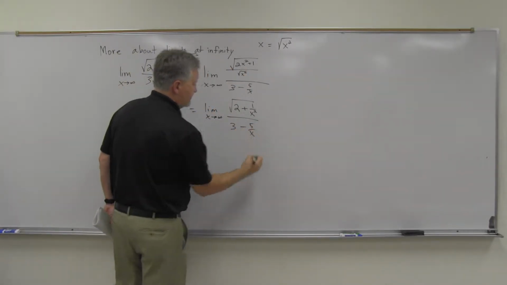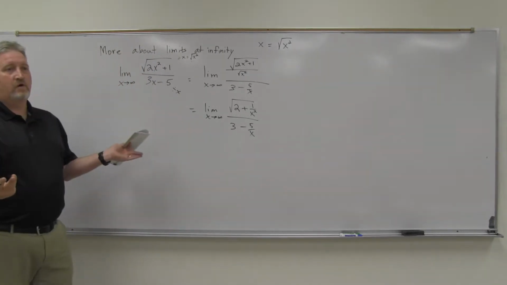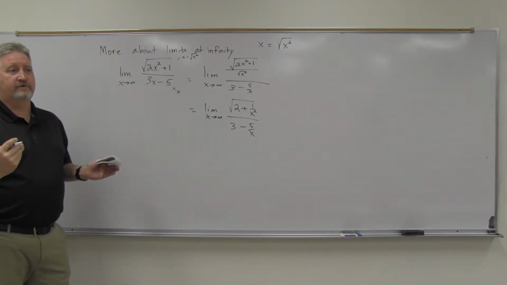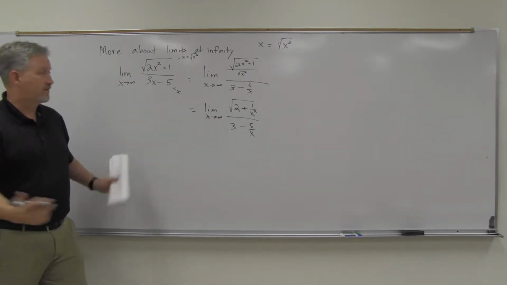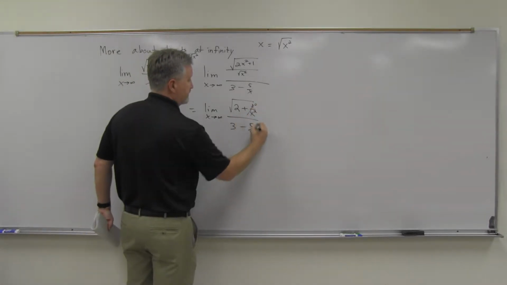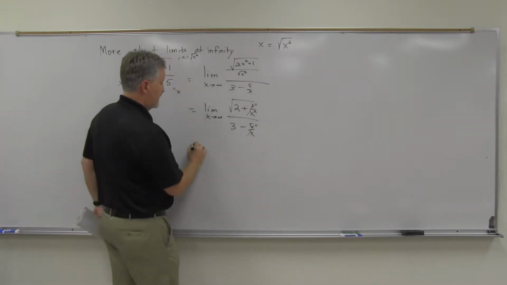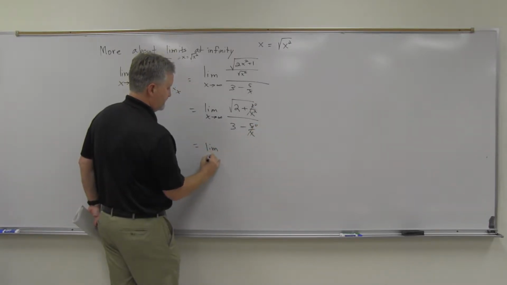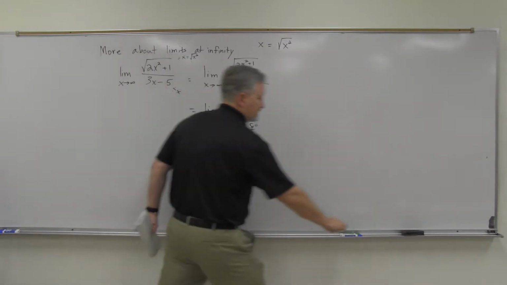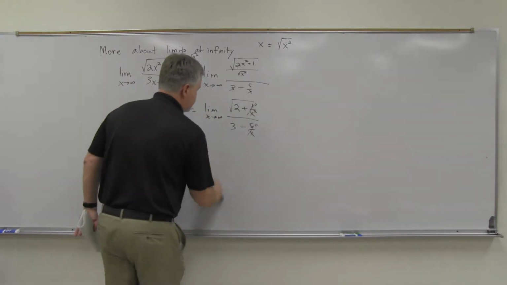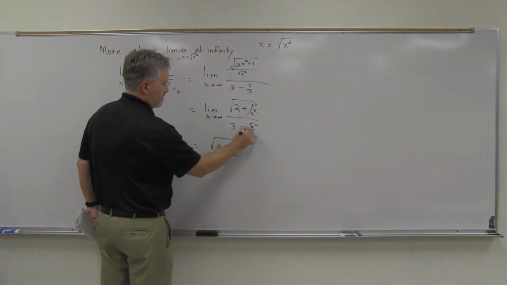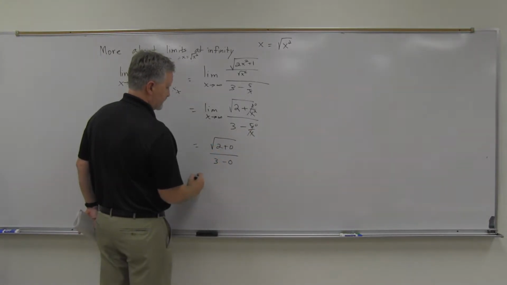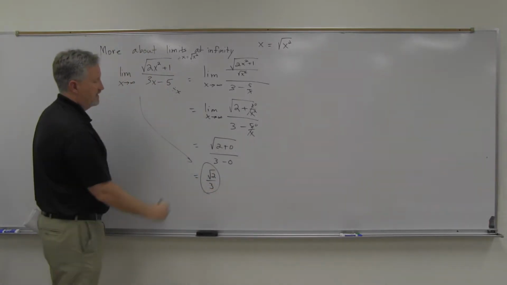That being said, the same deal holds: if you've got 1 over x to a power, or a number divided by x to a power, that's still 0. So this still goes to 0, and this goes to 0. So I wind up with the limit as x goes to infinity. Evaluating it, the top goes to the square root of 2 plus 0, and the bottom goes to 3 minus 0. So I wind up with the square root of 2 over 3. That's the limit as x goes to infinity.